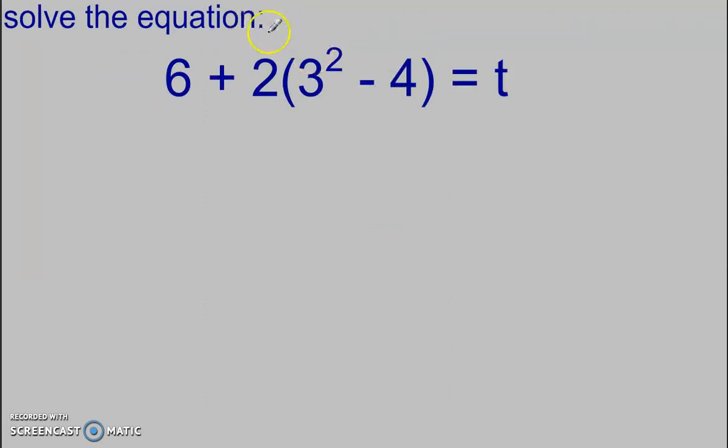To solve an equation means to simplify and get the variable by itself. The variable's already by itself in this equation. So all we have to do is simplify this part. So we have 3 squared minus 4. First thing we do, 9 minus 4. We get 5 times 2.